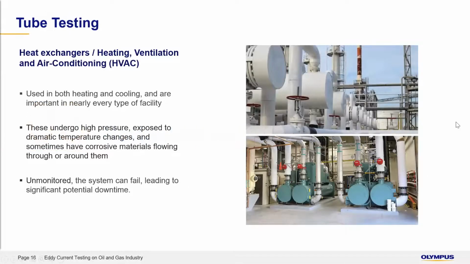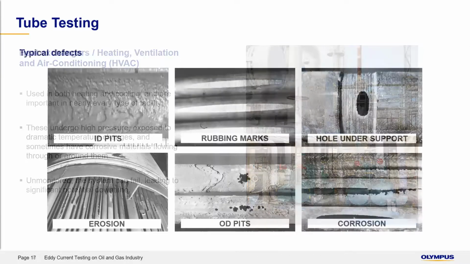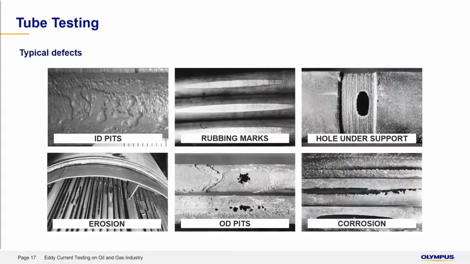So heat exchangers and HVAC, which is heating, ventilation, and air conditioning systems, are important components in nearly every type of facility. These systems involve thermal energy exchange through many tubes. They undergo high pressure, they are exposed to dramatic temperature changes, and sometimes have corrosive materials flowing through or around them. So if unmonitored, these systems can fail and lead to significant potential downtime. Here are some of the common defects that can lead to system failure. Defects can be pitting, wear, erosion, corrosion, cracking.